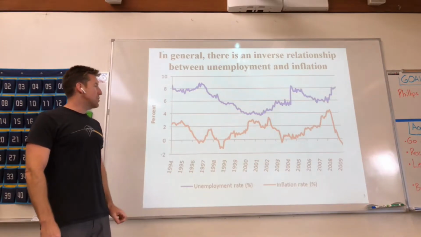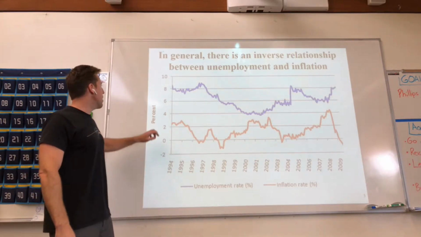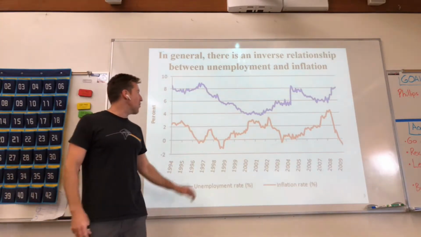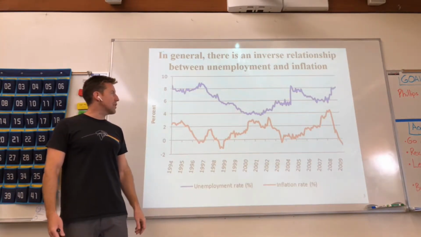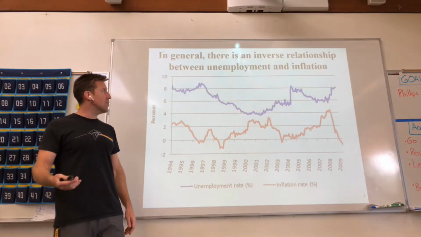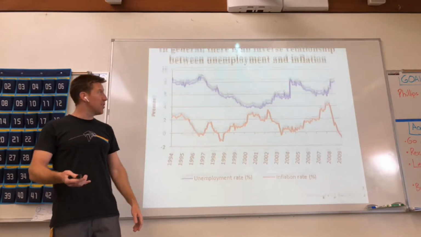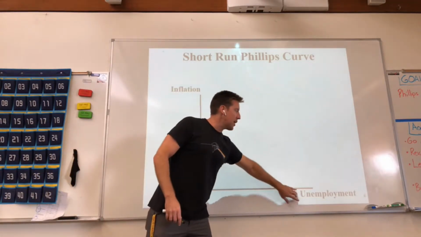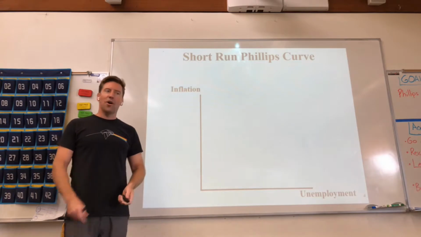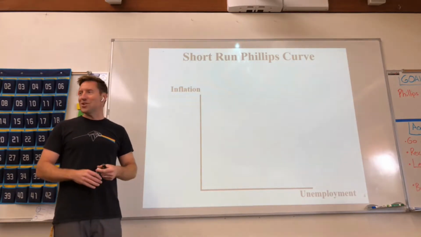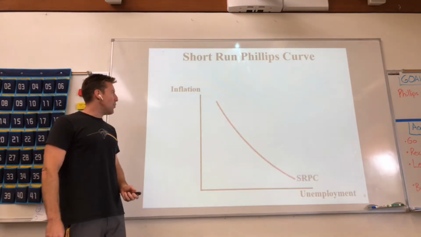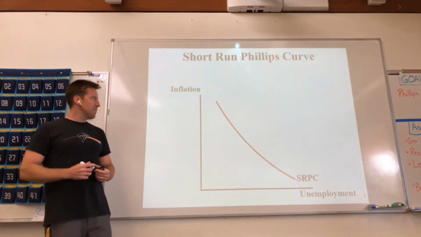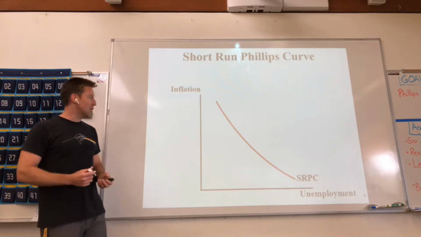These are some dates between 1994 and 2009. The blue is our unemployment rate, and the red is our inflation. So we're trying to see that there's an inverse relationship between the two. How are we going to show it on a graph? Well, we'll put inflation on the y-axis and unemployment on the x-axis. It's an inverse relationship, so you know what it's going to look like. It's going to look like that. What's our natural rate of unemployment? 4 to 6%. Thank you, sir.